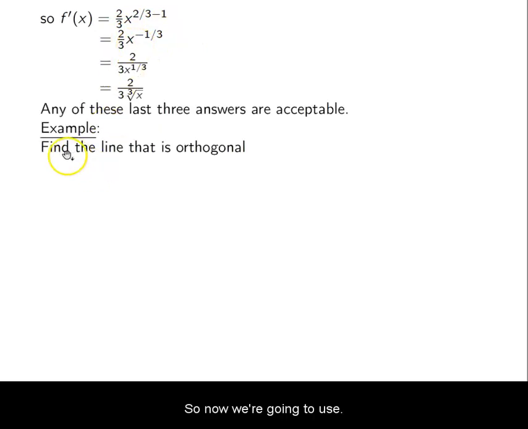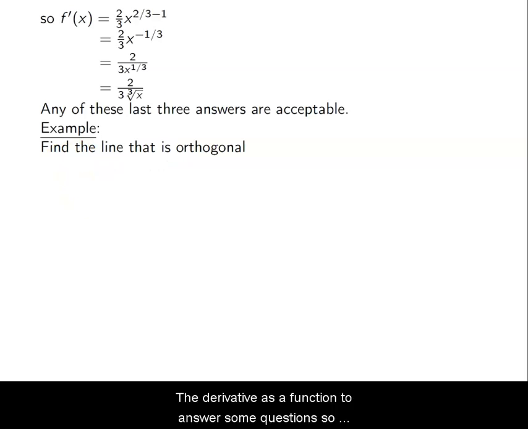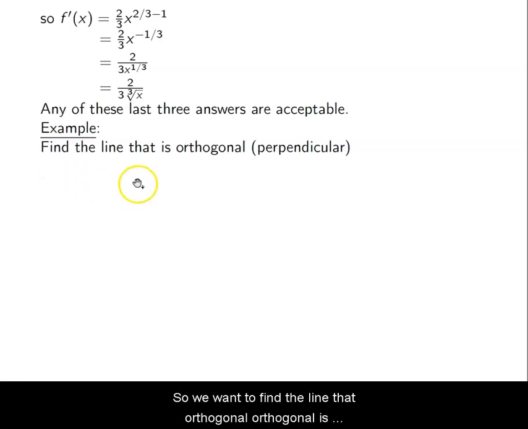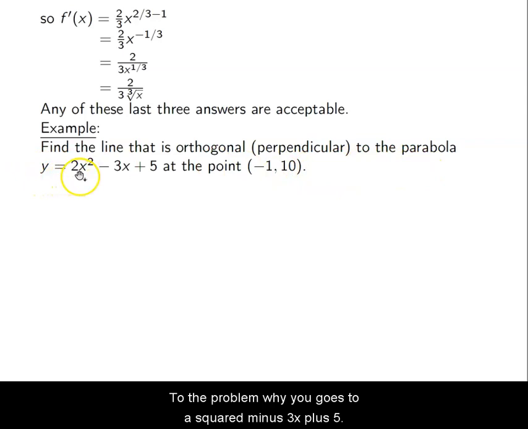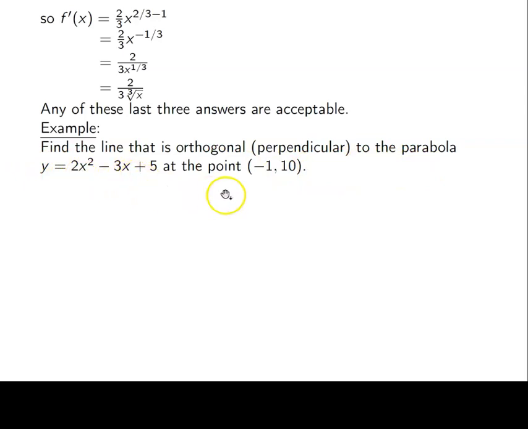So let's do another example. Now we're going to use the derivative as a function to answer some questions. We've been answering questions using derivatives already, finding tangent lines and things like that. But it took a long time because we had to use the limit definition. Now it's a lot faster because we have a generalized formula for that. So we want to find the line that's orthogonal, which is the same thing as perpendicular, to the parabola y equals 2x squared minus 3x plus 5 at the point negative 1, 10.